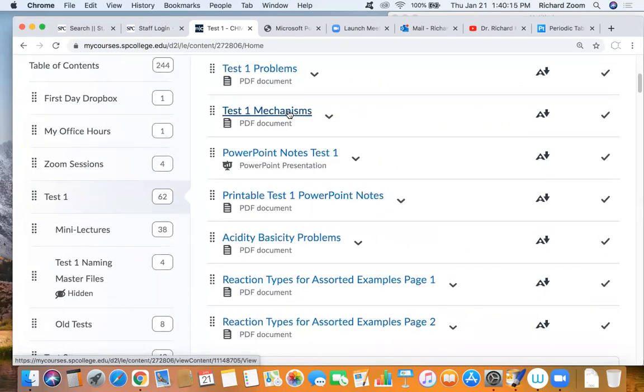Is it the same for the test? Like, if you put the mechanism, it's an extra point? Yeah, you get an extra point. That's right. Okay, that's cool. That's all good.